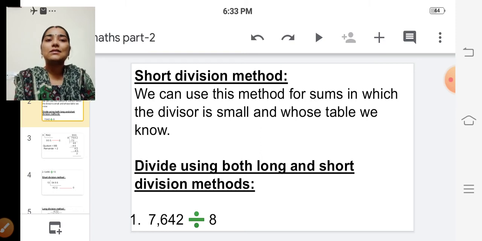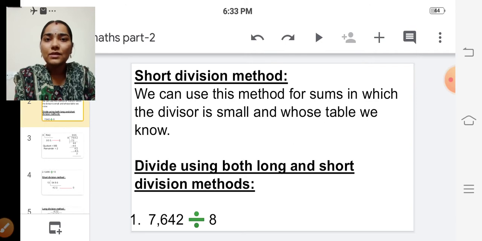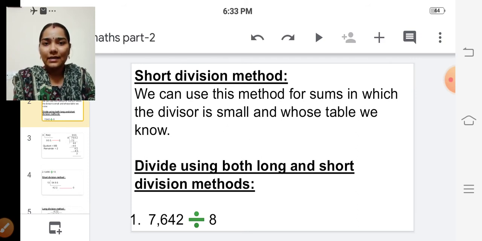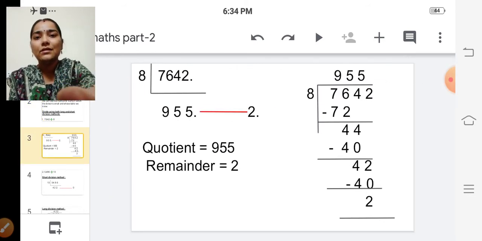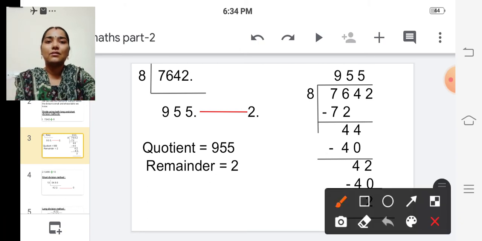Okay, so let's see one example. Divide using both long and short division methods. So we are going to divide a number using both the short division method and the long division method. Okay, children, the first example is 7,642 divided by 8. First let's do the short division method, and then we'll do the long division method.